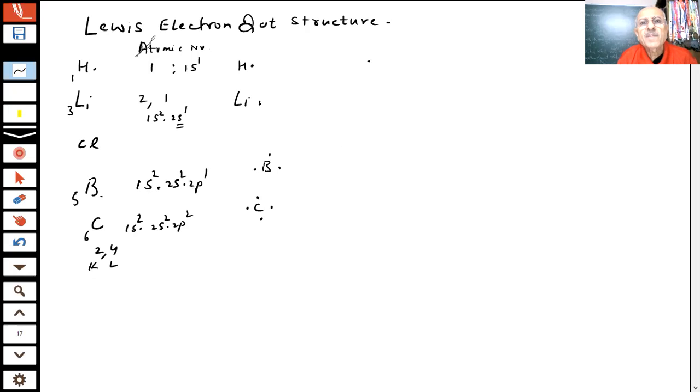For example, if two hydrogen atoms are going to combine, one hydrogen has one electron and another hydrogen has one electron. So there are now two electrons. Both have two electrons, so there is a sharing of the electron, students, H:H. So this is an example of sharing of electrons.